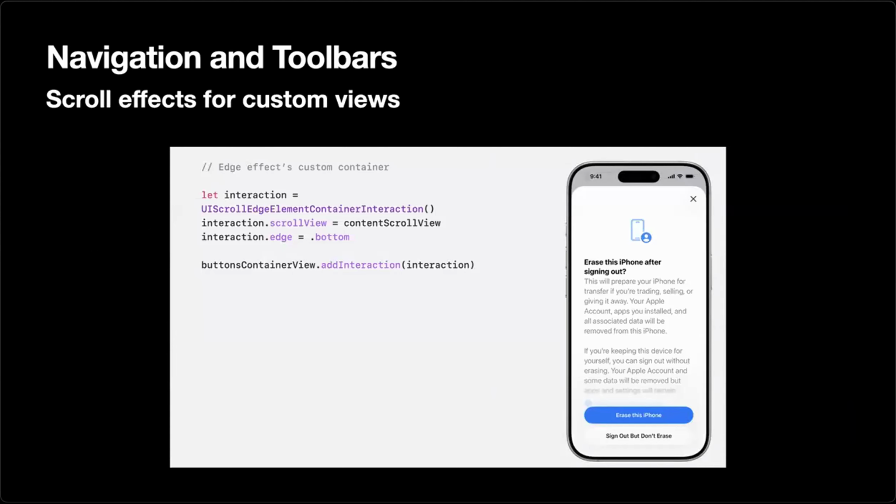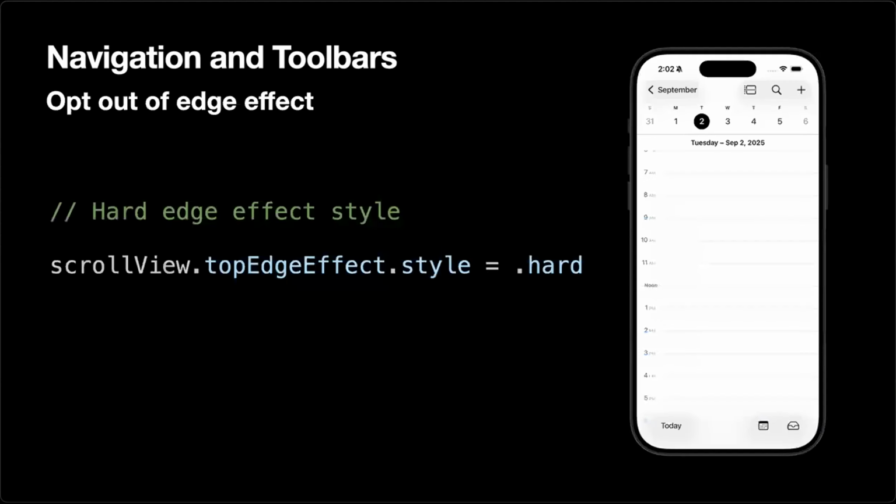In this example, we're seeing that there is this new UI interaction for this container that contains some buttons over a scroll view. So you may have some buttons like this that are always visible. The content scrolls with the edge effect where there is this blur, vibrancy and blur effect applying to the scroll view. And you can apply this to your own custom views by using the UIScrollEdgeElementContainerInteraction and specifying the edge. You can also opt out of it.